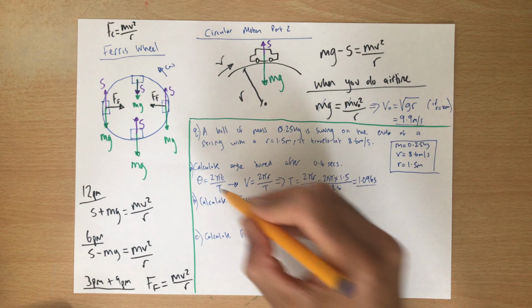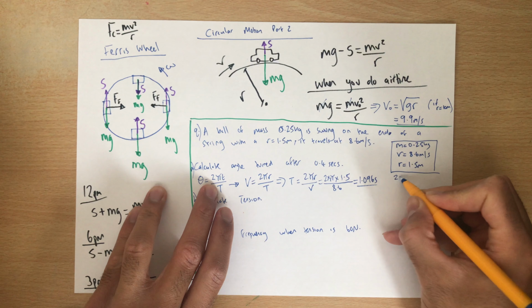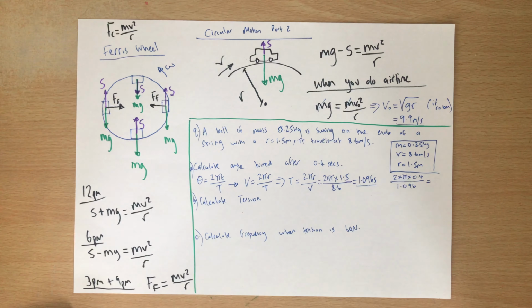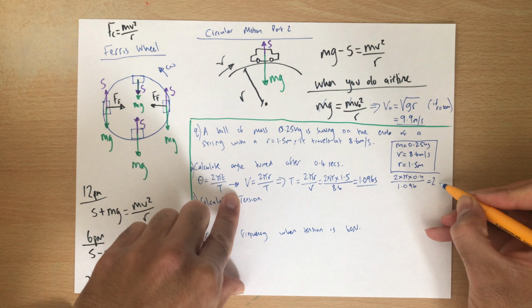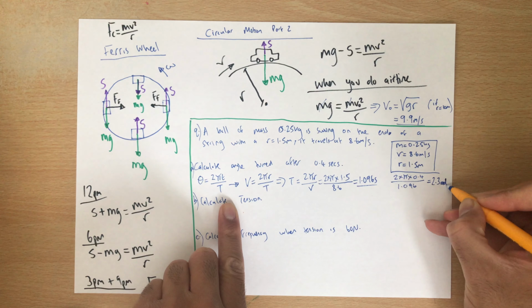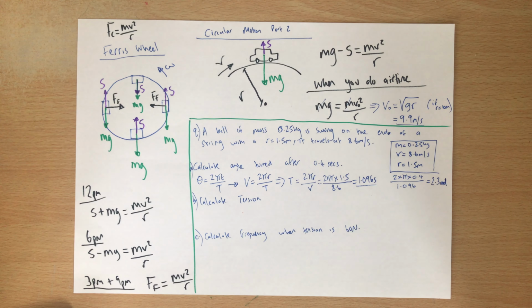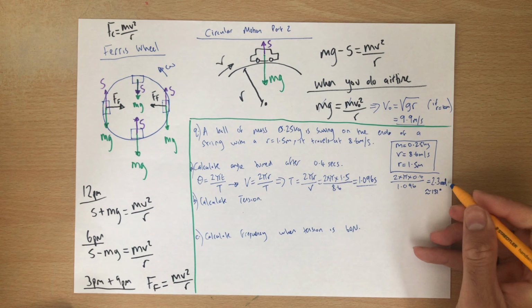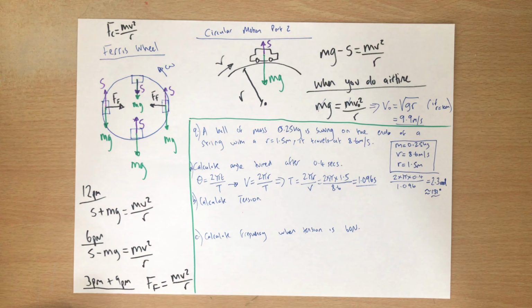And then you basically put that into the equation. So we do 2 times pi times small t, which is 0.4, all over 1.096. So 2 times pi times 0.4 divided by 1.096, and we get an answer of 2.3 radians. And 2.3 radians, if you put that into degrees, is about 131 degrees. All I did there was multiply by 180 and divide by pi, and you get 131 degrees. So the next question is calculate the tension in the wire itself.